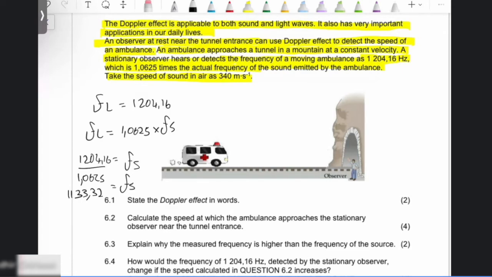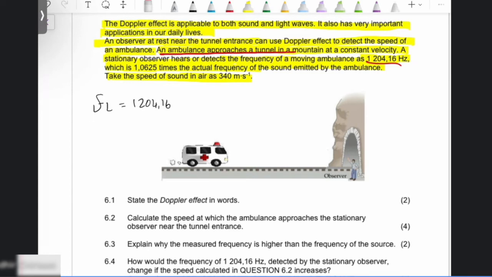That's odd. That's odd though. Because is it approaching him? The ambulance approaches the tunnel. So he hears that amount. And that is, no, mistake in terms of where I did that. Sorry. So this should be this here. I wrote that wrong.